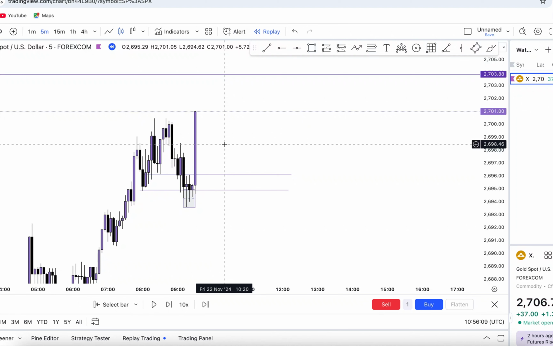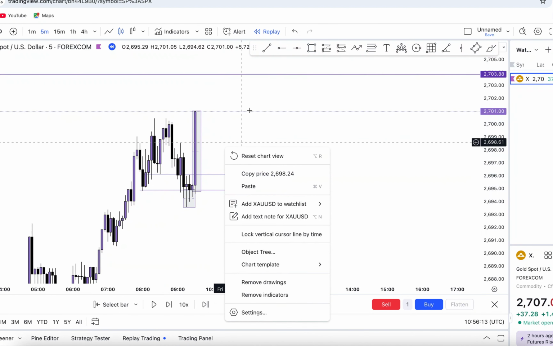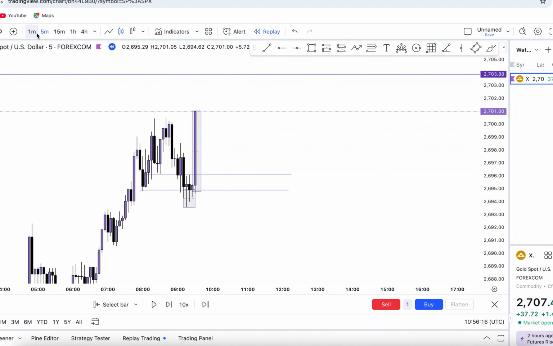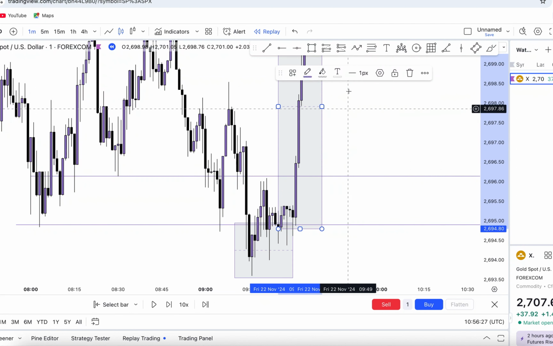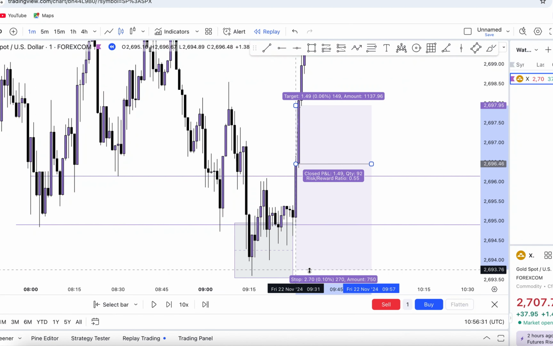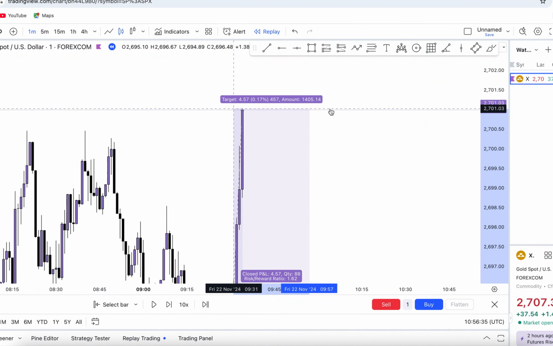I went to turn the kettle on and make a cup of tea, and I came back to this. Missed the whole move. Let me tell you how I could have caught that move though, and how I would have caught that move. Because when I'm in my area of interest, I'm scaling down to the 1 minute and looking for my engulfing candle, which is there.